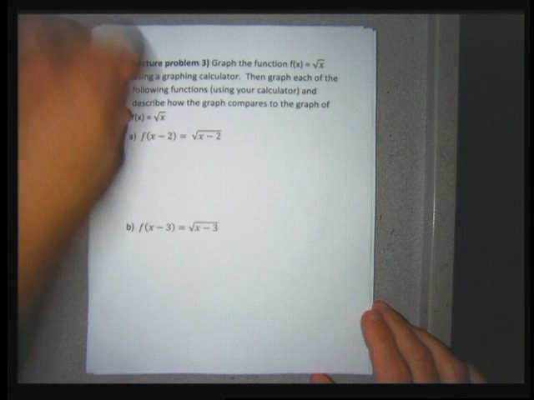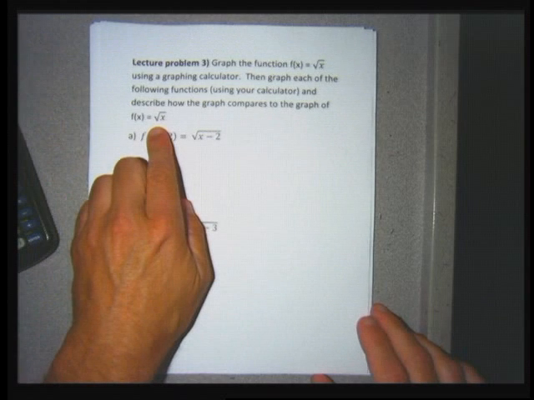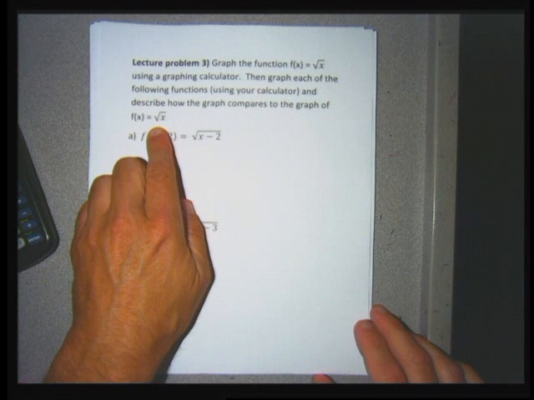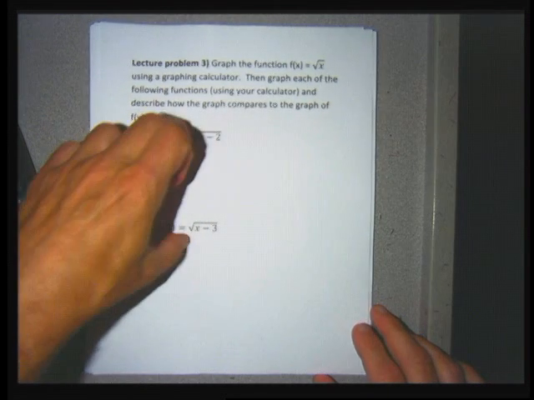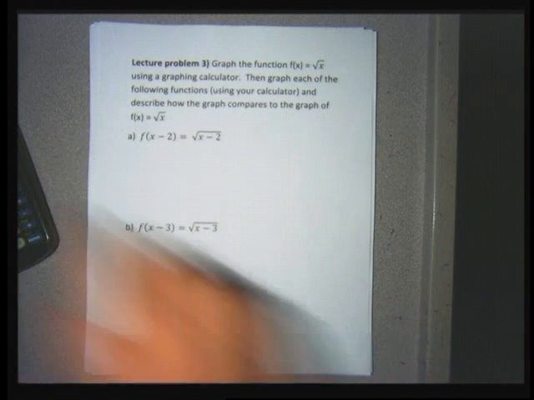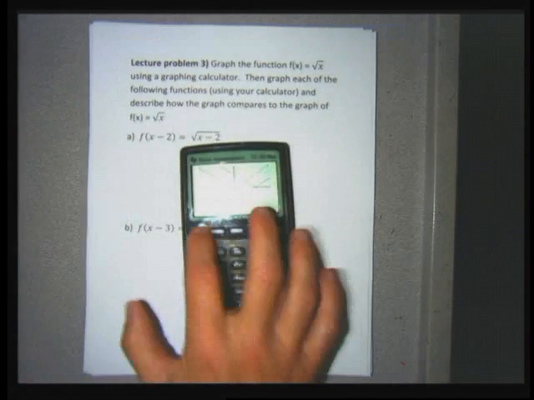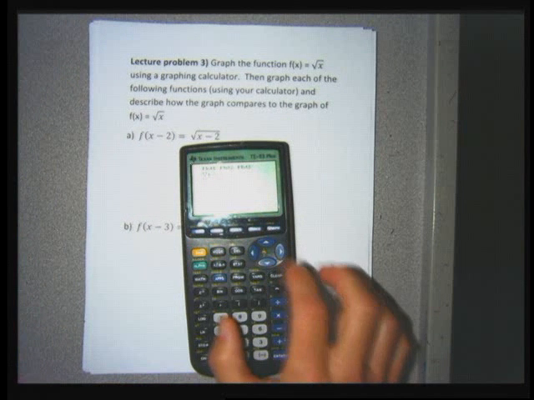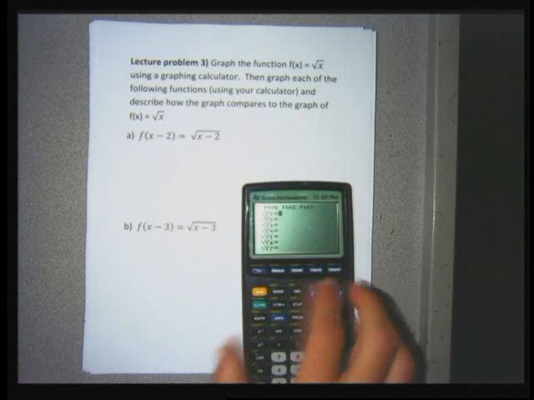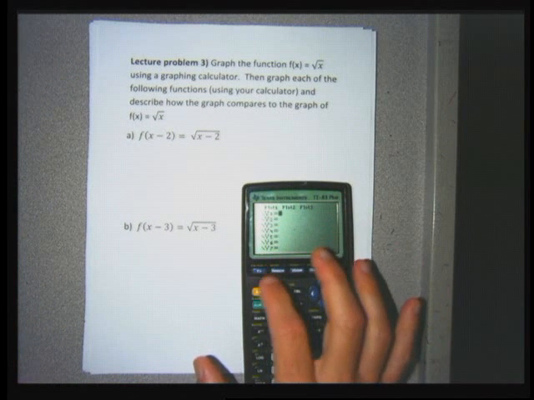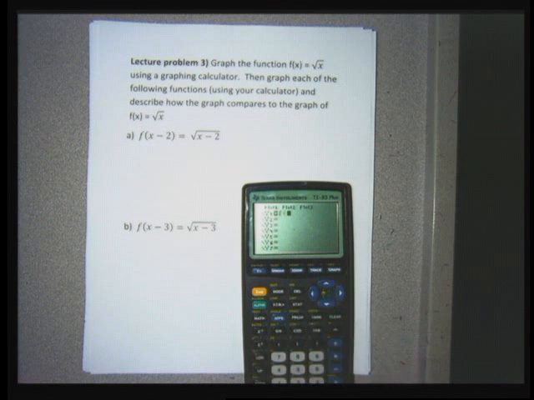Problem 3, he says, start off by graphing the square root of x, and then describe how these graphs compare. So I'm going to do that just perfectly here. I'm going to clear out the functions that are in there, and then I'm going to graph the square root of x. I'm going to go second and x squared for the square root key, and this is just a graph of the square root of x.